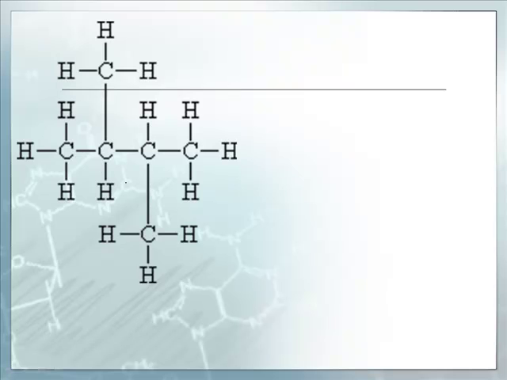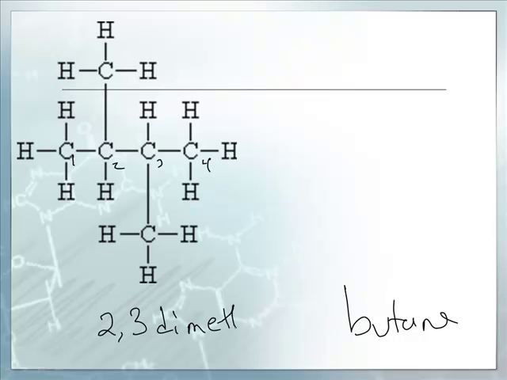Now this one's a little more complex. Got to find that longest chain. Still 4: 1, 2, 3, 4. So his last name is still butane, and this will be just 2, 3 di. By the way, I say di because there are 2 methyl groups. Dimethyl. If you had 3 of them, it'd be trimethyl or whatever.